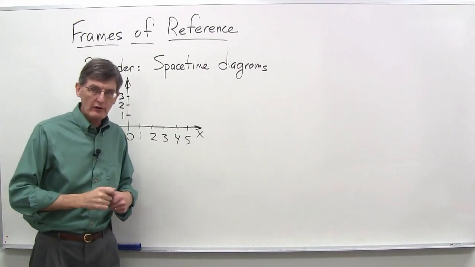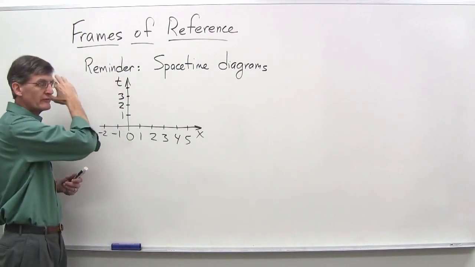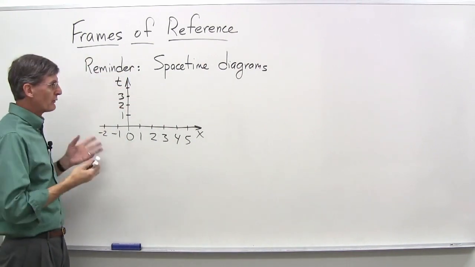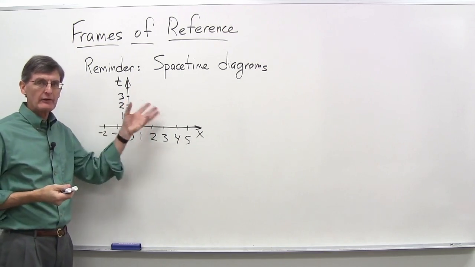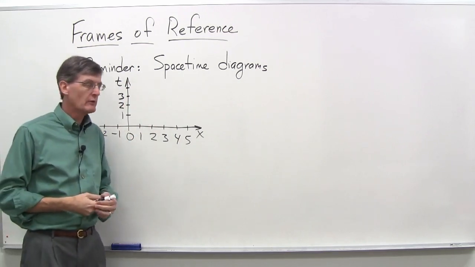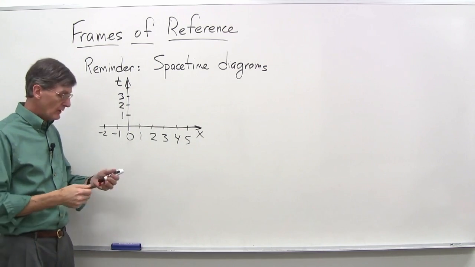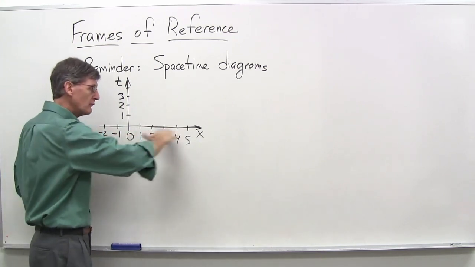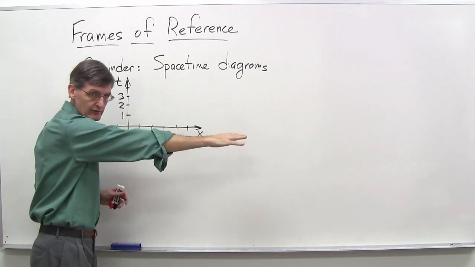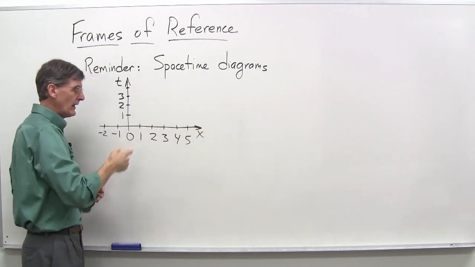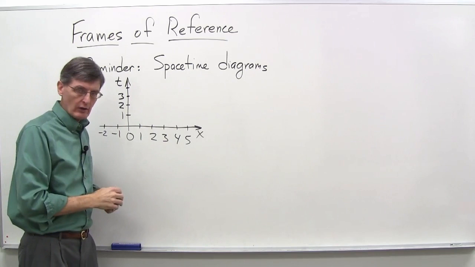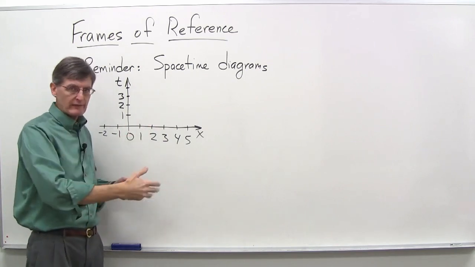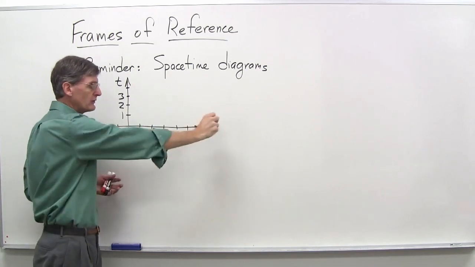All right, as we move along here, our next topic is frames of reference. Before we get into that, I just want to do a quick reminder of what we were talking about in the last video clip, which was space-time diagrams. Remember, we're just looking at motion along the x-axis, in one dimension, and we're recording certain events, perhaps flashes of light or just some moving object as it goes along.